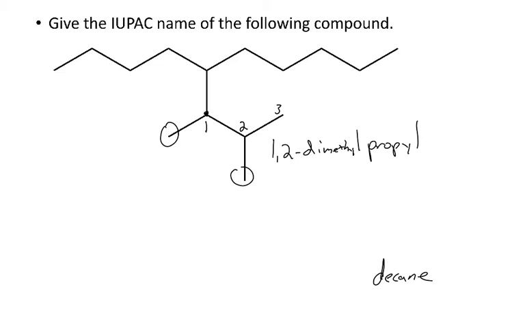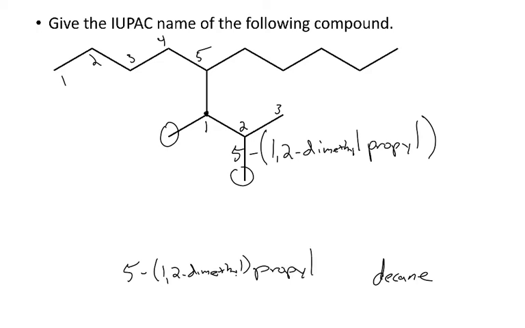Now, when I put that with my parent, it's going to be kind of confusing. What do the numbers refer to? So what we usually do with these complex chains is we put the whole thing in parentheses, because I've also got to tell you where this is coming off. It's coming off of 1, 2, 3, 4, 5 in the parent. So it's going to be 5, and then in parentheses, the name of the substituent, the 1,2-dimethylpropyl, and then the parent is decane. So it's 5-(1,2-dimethylpropyl)decane.